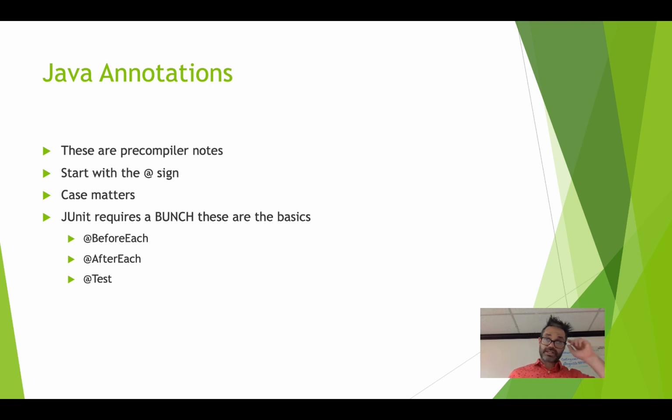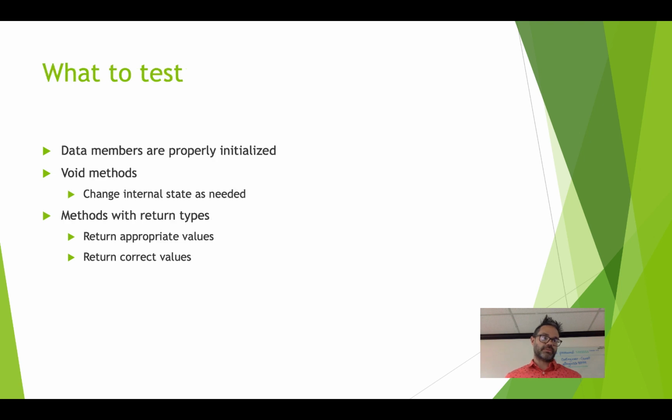Case, of course, matters because, again, we're talking programming land, and so case is a big deal. There are a bunch that JUnit requires, but the basic ones that we have to have are @BeforeEach, @AfterEach, and @Test. And like they say, the words themselves tell you exactly what's going to happen: before every test, after every test, and the test itself. Easy way to identify what you're working with and which ones we're talking about.